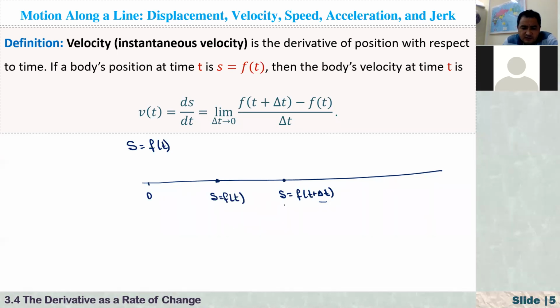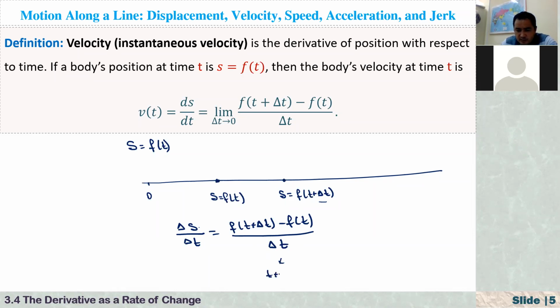So now, what is the difference here? The difference is, let's say, delta s over delta t. That is displacement over time, right? That is f of t plus delta t minus f of t, over delta t. And if you remember, how do I get this delta t? Delta t is t plus delta t minus t, which is equal to delta t. This ratio gives us the average speed of this particle over this interval, right?